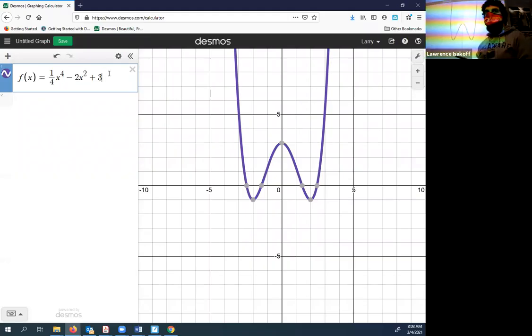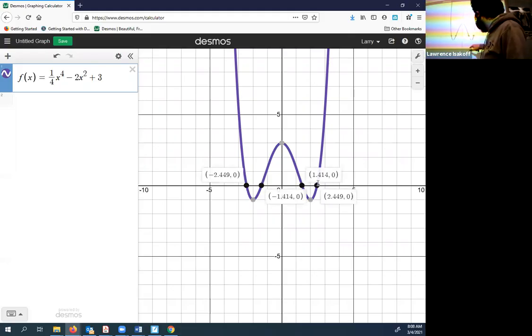First thing I need are my zeros. All I'm going to do is click on them. These are going to be a little tough to hyper accurately graph because like negative 2.449. Are you going to get exactly where that dot is on the x-axis? No. But you can get close to it, right? Again, same thing with the other ones. So let's record our zeros.